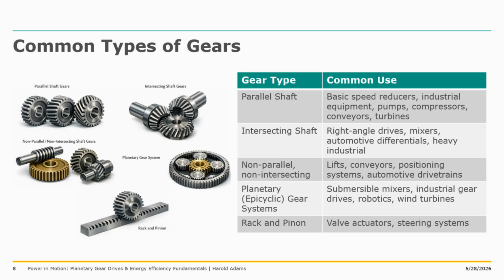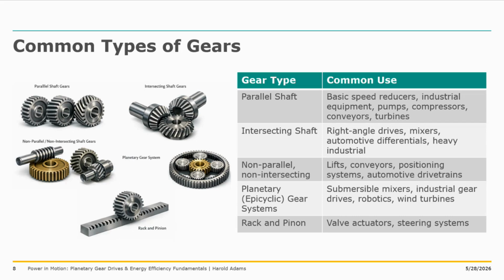Next are intersecting shaft gears, which consist of both bevel and spiral bevel gears. The shaft-mounted bevel gear has a cone-shaped configuration, intersects the opposing gear at a 90-degree angle, and is used primarily for changes in rotation, in right-angle gear drives, mixing equipment, automotive differentials, etc. Spiral bevel gears have curved teeth and are rated for higher load capacities and are used in heavy industrial drives.